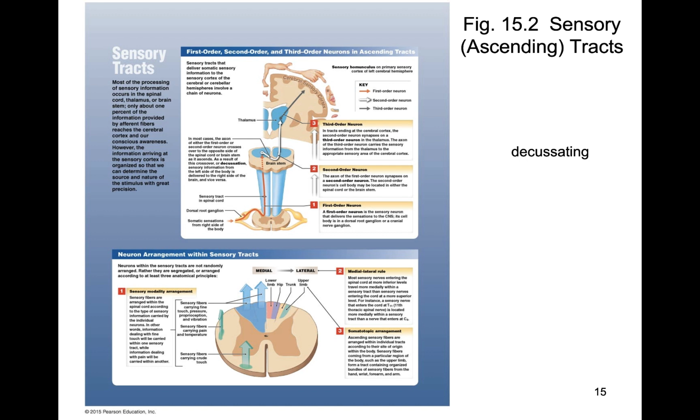And then another thing is whenever the sensory nerves are entering the spinal cord, they can be grouped together. So for example, sensory fibers that are coming from the region of the upper limb, they form a tract containing organized bundles of the nerve fibers that are coming from the hand, wrist, or forearm and arm. So they can be organized in bundles.